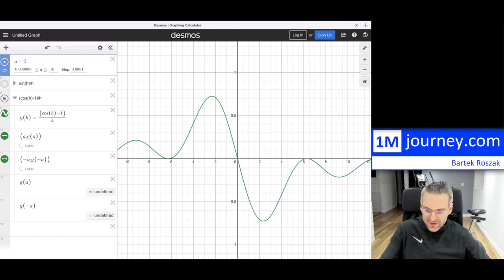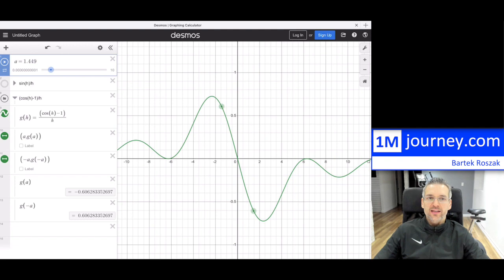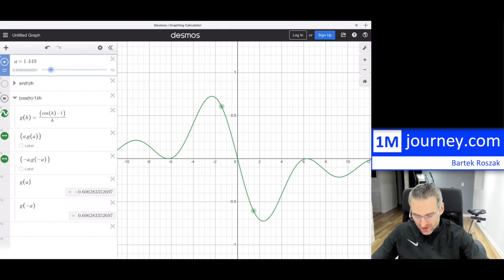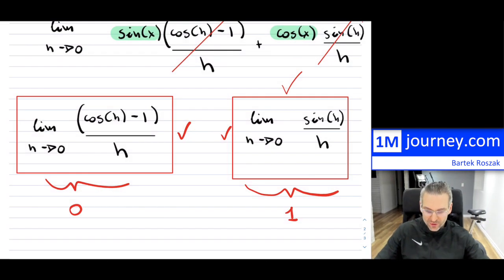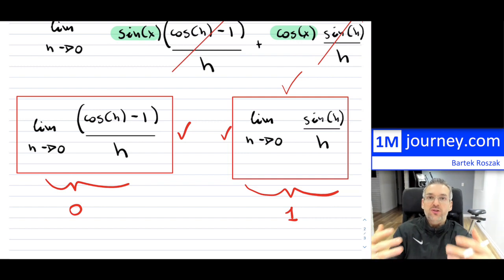So there you have it. And you can just play this back and forth. Again, I'll share the link to this decimals file so you can play around with it. Now, that is showing me that cos h minus 1 over h, that limit is actually 0. And I've shown this visually, not algebraically, so that is much different.